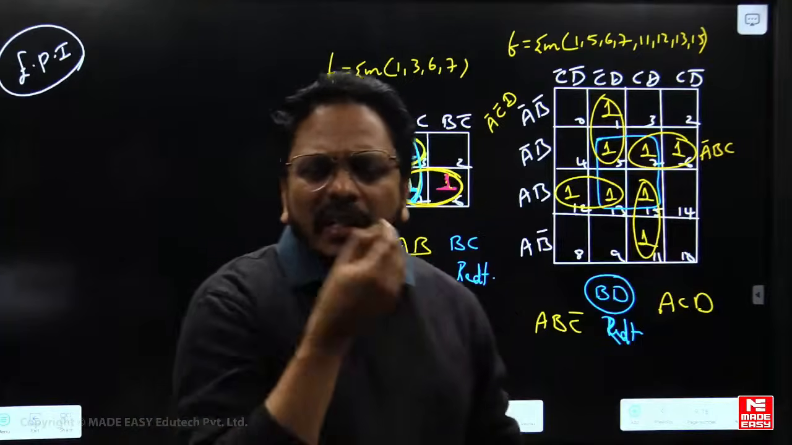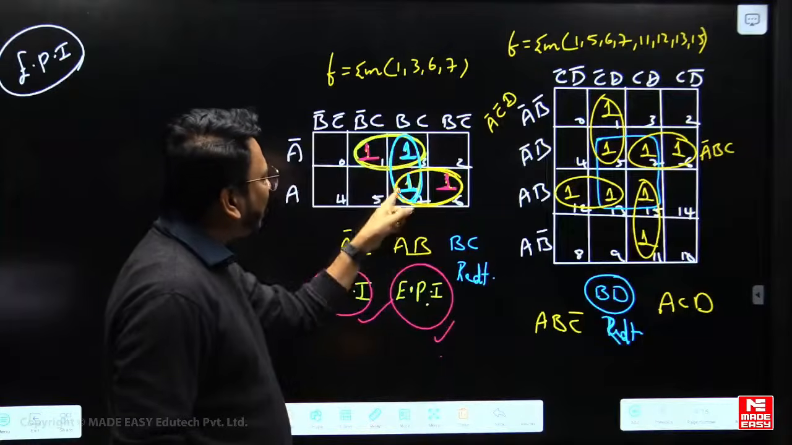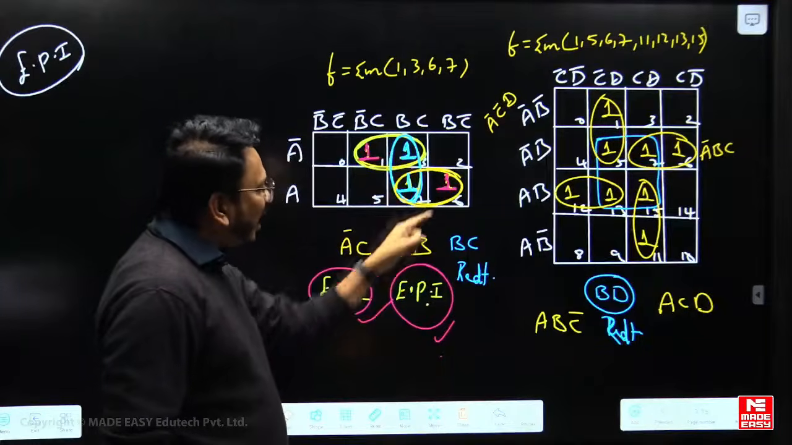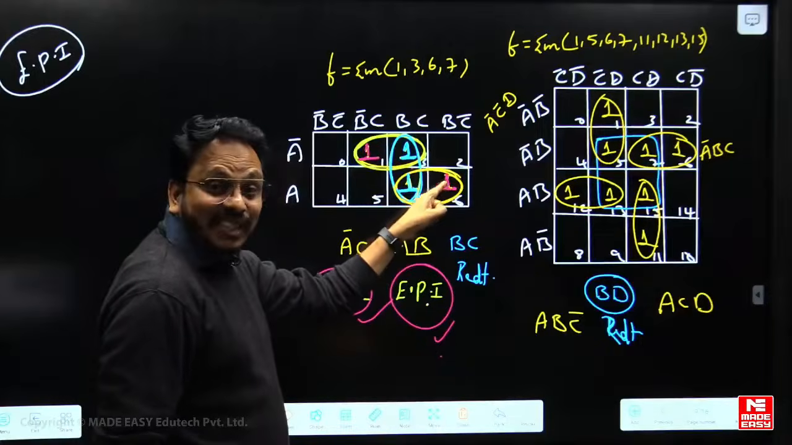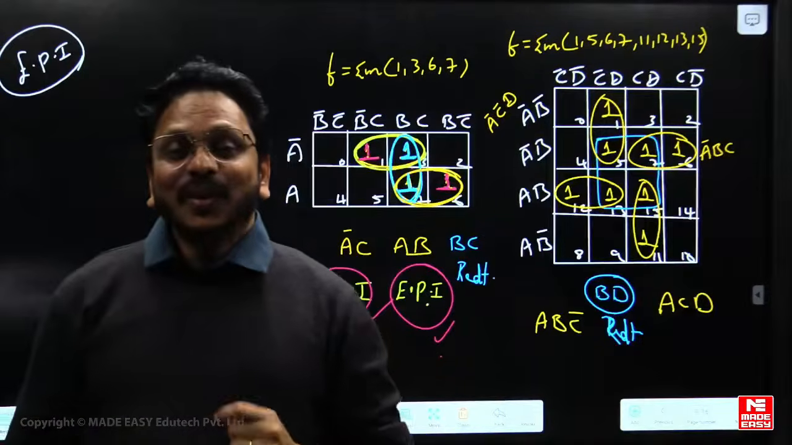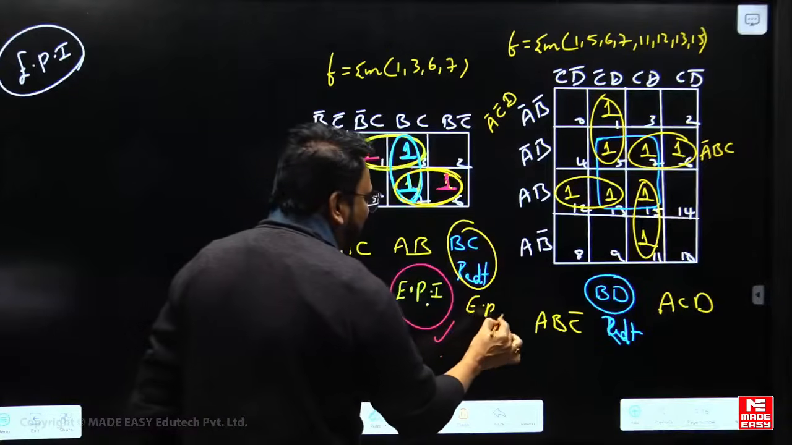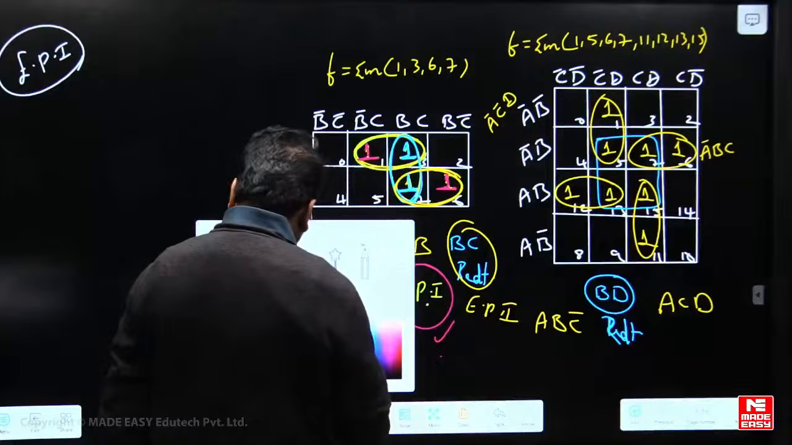Arrey, what do you know about the value of one 1, Ramesh Babu? We are talking about a single one, and that one is this, not this. We are saying that based on this one it is an essential prime implicant, not based on this one, no. Oh sir, then I got it. Why is it not an essential prime implicant, sir?